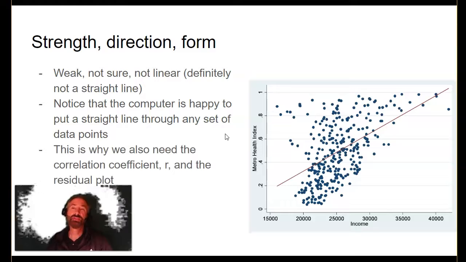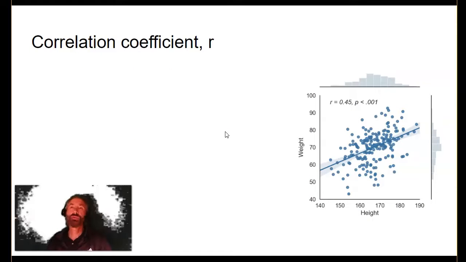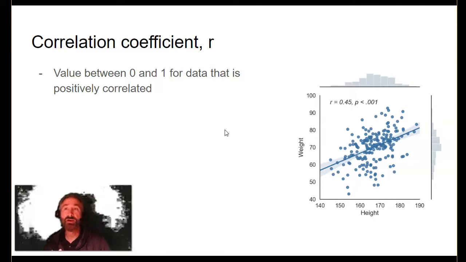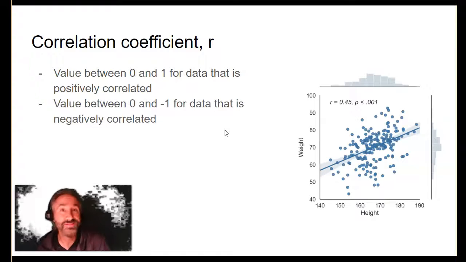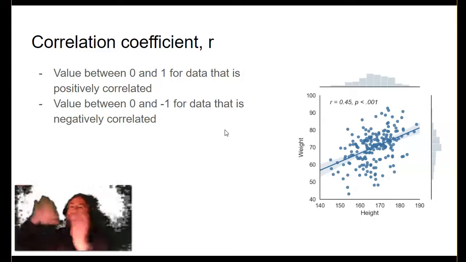That's why we also need the correlation coefficient R, and we also need a residual plot. We need three pieces of evidence to really decide whether a linear model is appropriate. So let's talk about the correlation coefficient for a minute, and what it really is. The correlation coefficient is limited in values. It can only be between 0 and 1 for data that's positively correlated, and it can only be between 0 and -1 for data that is negatively correlated.